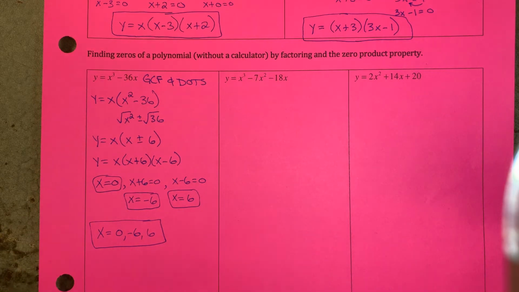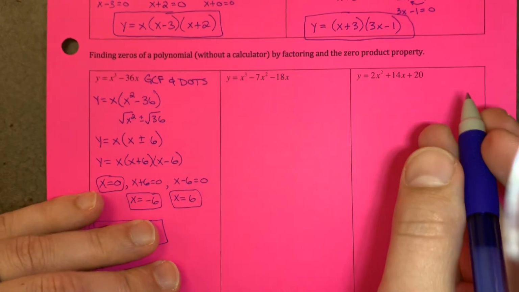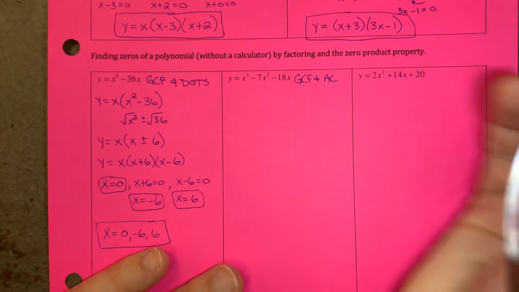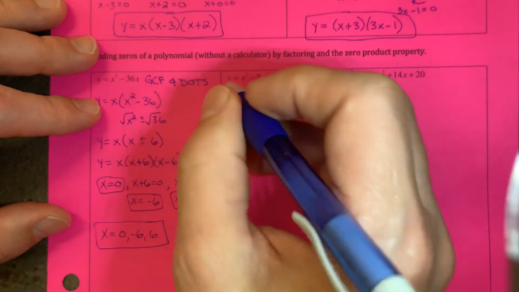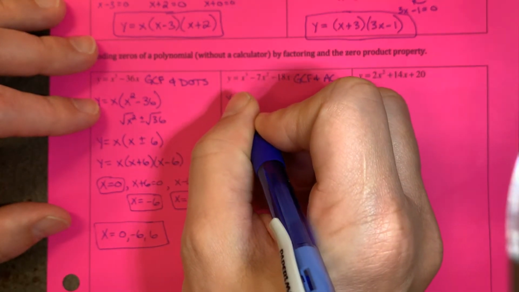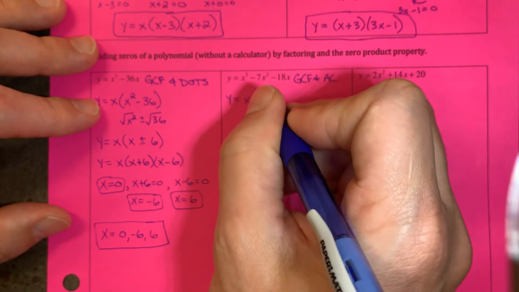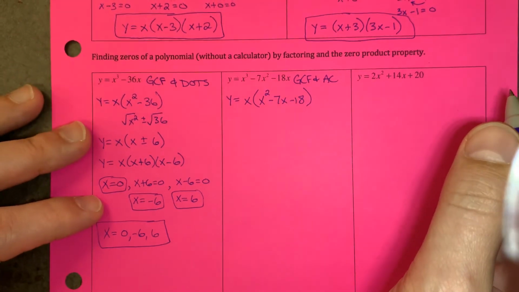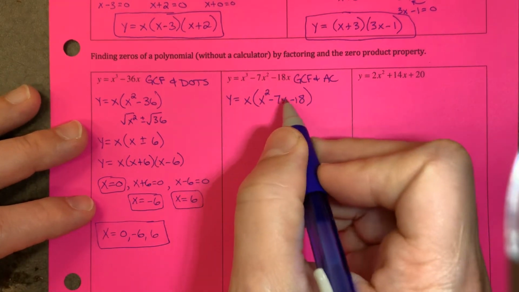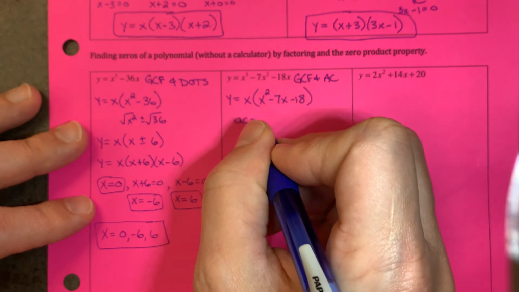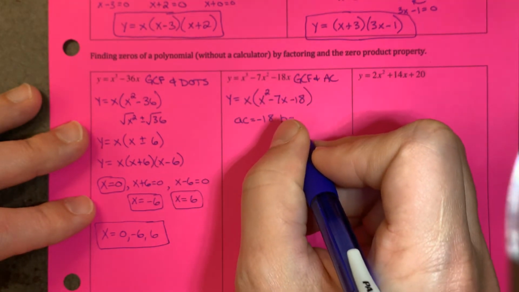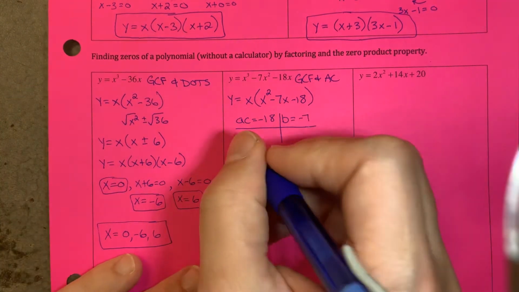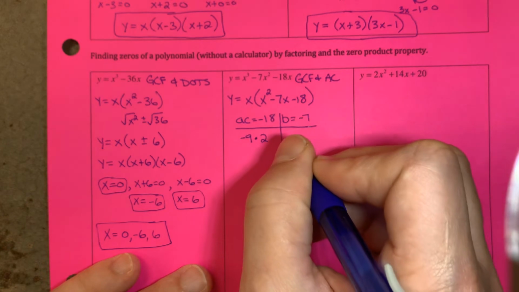All right, so here we go. Checking for a GCF, I do have one. This one's actually going to be a GCF and an AC factoring problem. So the GCF, we pull it out. It's an x. That leaves us with x squared minus 7x minus 18. There's three terms in there, so do AC factoring. A times c is going to give us -18, and our b value is -7. The factors that end up working out there are -9 and 2.